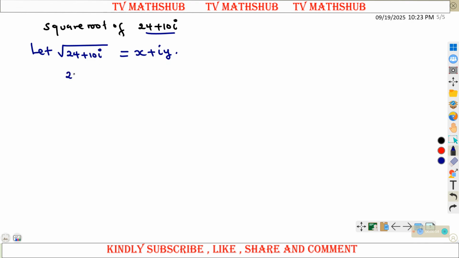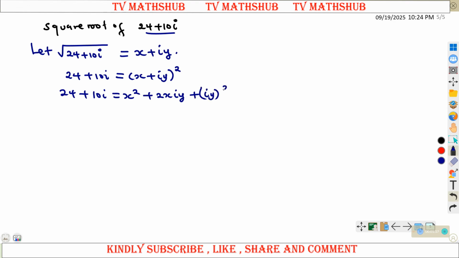Squaring on both sides will give us 24 plus 10i, which is equal to x plus iy, all squared. So this is 24 plus 10i, which is equal to x squared plus 2x iy, then plus iy squared. So when we expand this, it will give us 24 plus 10i, which is equal to x squared plus 2xyi. Then i squared is negative 1, so this will give us minus y squared.